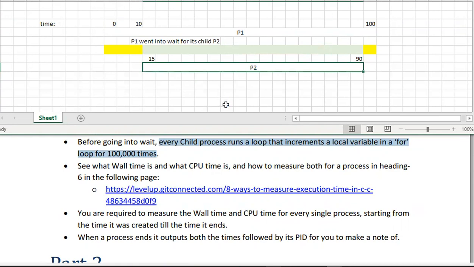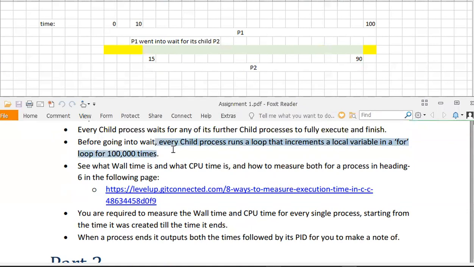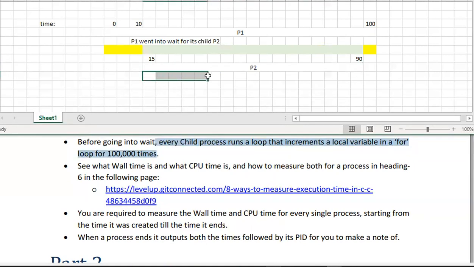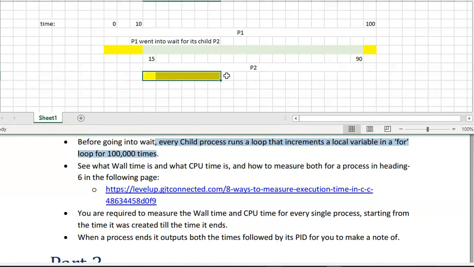Now P2 again forks another child, because this loop that we're talking about is going to fork different children in different processes. So P1 is again going to fork yet another child, which will increase the waiting of P1. And P2 is going to do its own thing, and it has to do three things actually. The first thing it has to do is go into a loop for 100,000 times. So P2 will take more time to execute. This is the first thing we know.